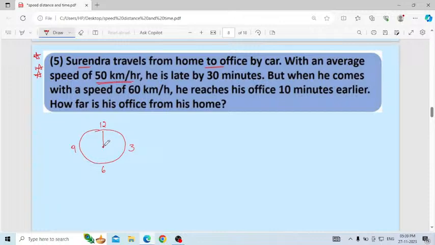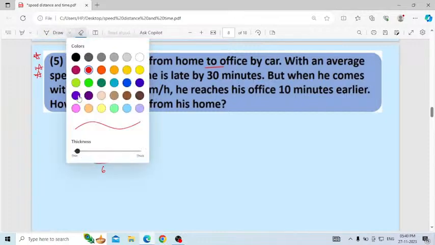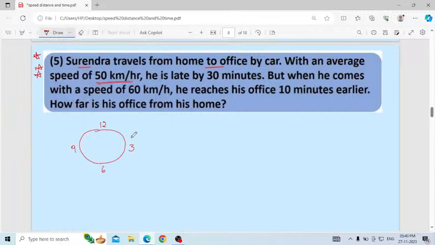I will write 30 minutes late here. I am drawing roughly, not a neat figure. 30 minutes late means this is 15 minutes, and this is 30 minutes. From the starting point, he will be 30 minutes late.